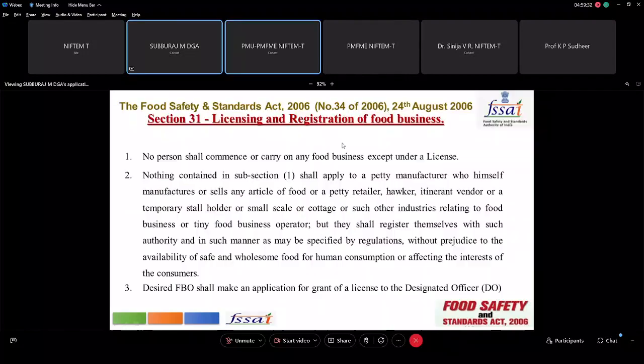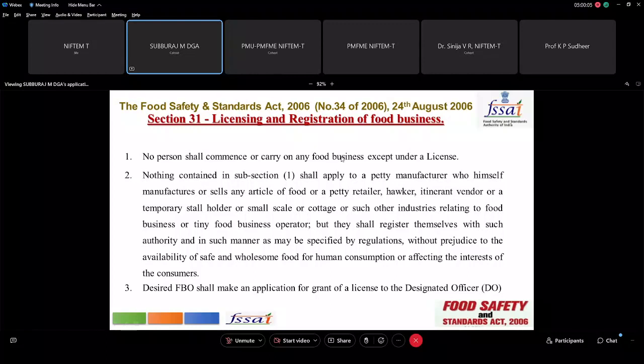In the Food Safety Act, under section 31, the license and registration procedure is clearly mentioned. No person shall commence any kind of food business without a license. The food license is mandatory. Without a license, nobody can do any food business. If you do, you will be punished under the Act.